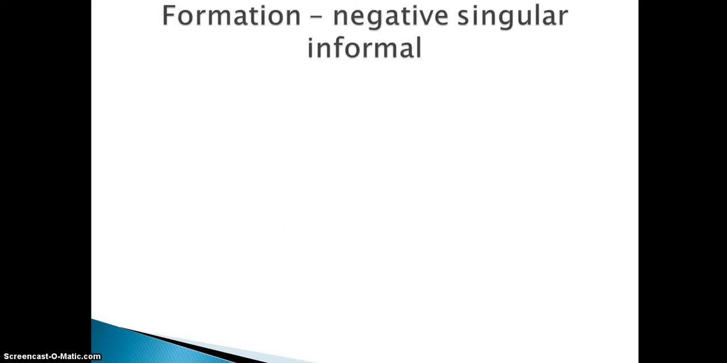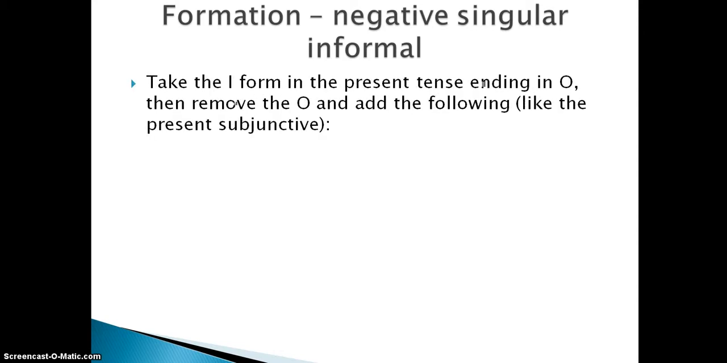So now we're doing negative singular informal. This is when we say don't do something. So if you know the present subjunctive, actually this would be quite easy for you. If you don't, just learn this rule for this. So what we do is we take the I form in the present tense, which always ends in O, then we remove the O, and then we add the following endings.